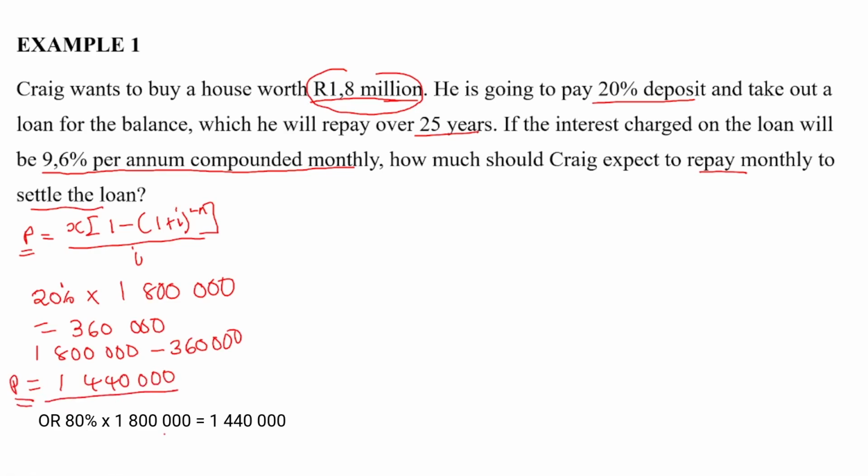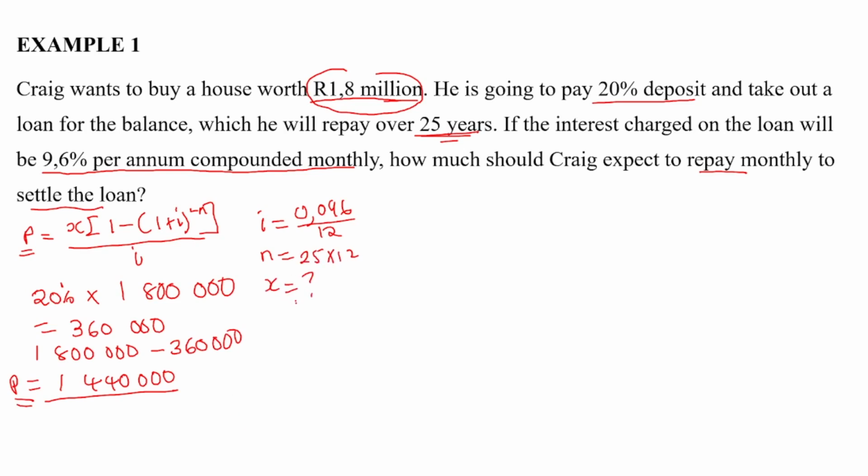That's the loan amount. i is equal to 0.096 compounded monthly, divided by 12. And then what do we have next? n. You repay over 25 years monthly, so it's going to be 25 times 12. We're looking for X.